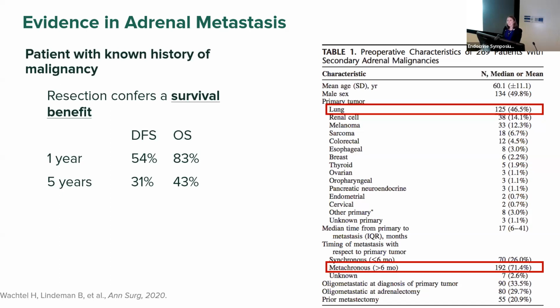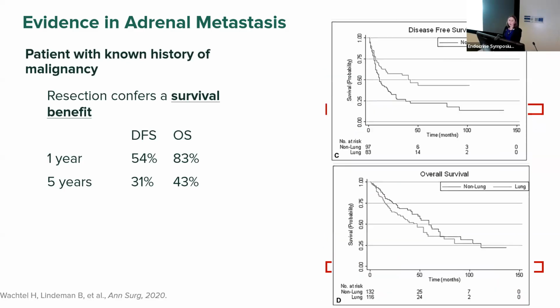And what we found is that resection conferred a survival benefit. So that was true in terms of disease-free as well as overall survival. 1 year was the greatest benefit, but then there was still a survival benefit even at 5 years. And so you can see that there was a difference between the patients with lung cancer primary versus those with a non-lung cancer primary. Those with a lung cancer primary actually tended to do better and have better overall survival.